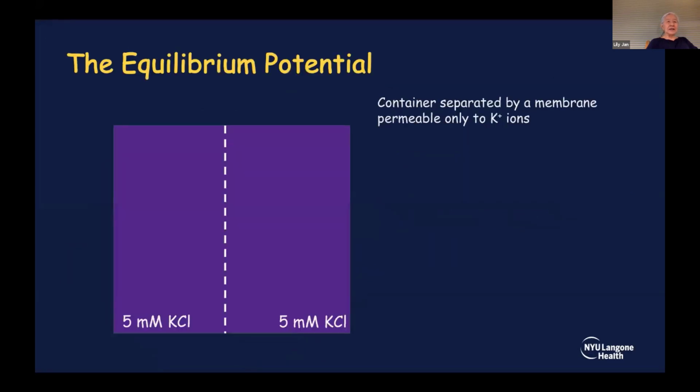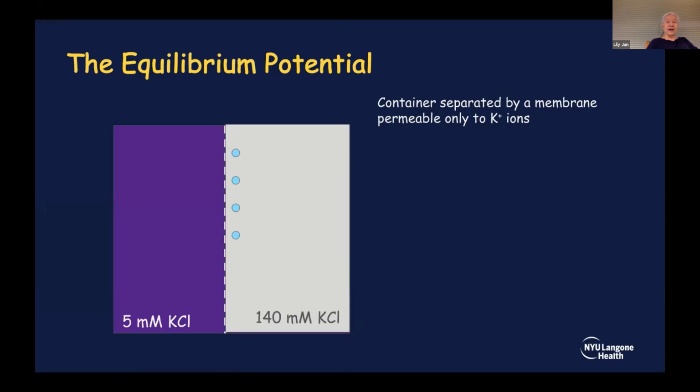So now let's start with the simple example. We have a membrane that's permeable only to potassium ions. And now we change the concentration on one side. When we have the potassium chloride salt dissolved in water, we end up with potassium ions and chloride ions. So in this example, we will have 5 millimolar potassium ion and 5 millimolar chloride ion on the left side, 140 millimolar potassium ion and 140 millimolar chloride ions on the right side.